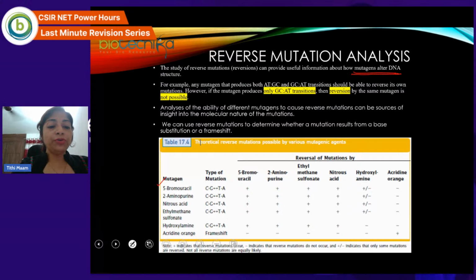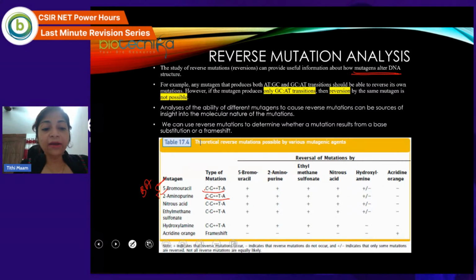5-bromouracil and 2-aminopurine are base analogs. Base analogs can cause transition mutation. So the type of mutation is transition. You see, CG to TA. So C is replaced by T, G is replaced by A. Okay, so this is a transition mutation.